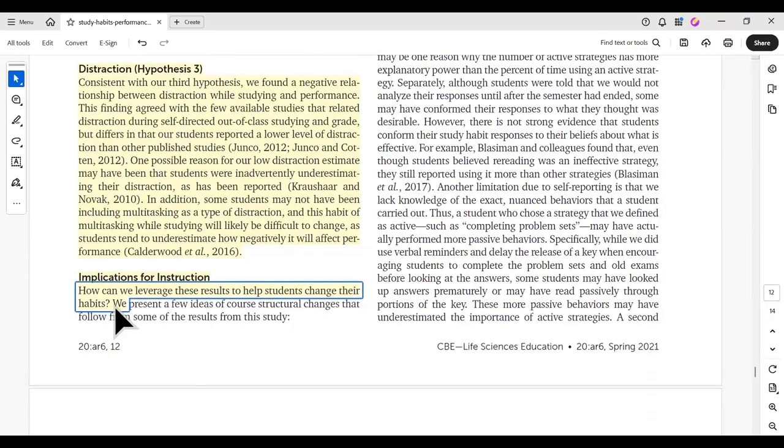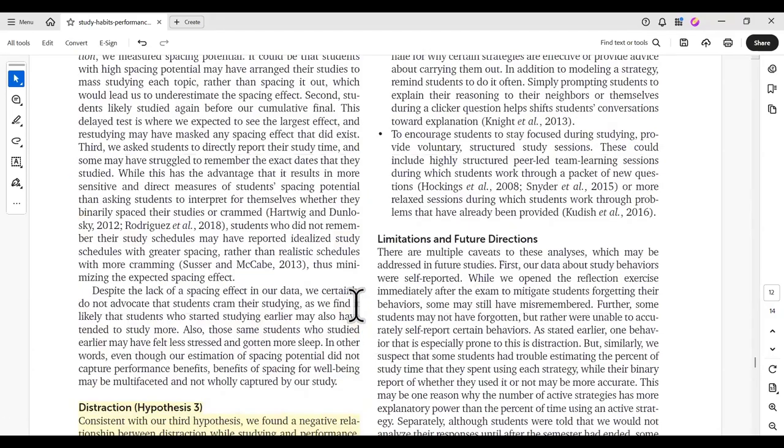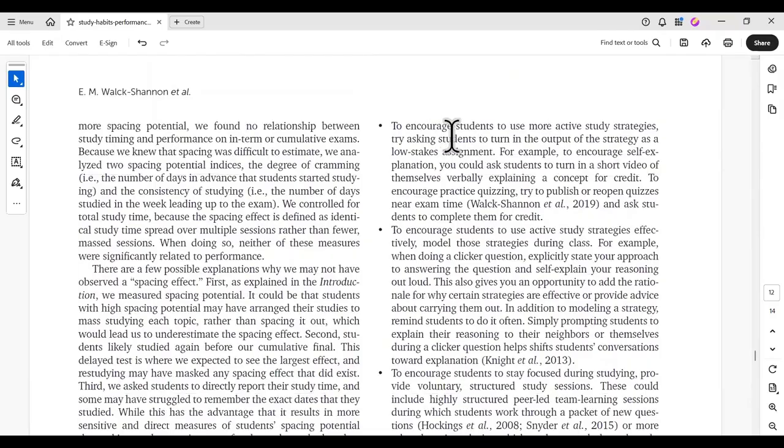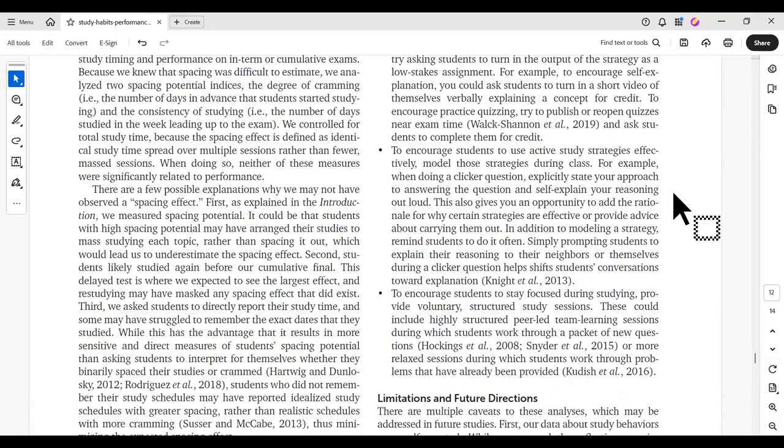All right, now this last little section is on implications for instruction. Their long-term goal was to learn how they can leverage results to help students change their habits. All right, so here are their recommendations to encourage students to use more active study strategies, maybe give you credit for them or make sure quizzes are available to you. Maybe model or demonstrate self-quizzing in class so that students know how to do it. Maybe you were not doing these strategies because you don't know how, you never thought about it, right? And how would you know if nobody ever taught you?